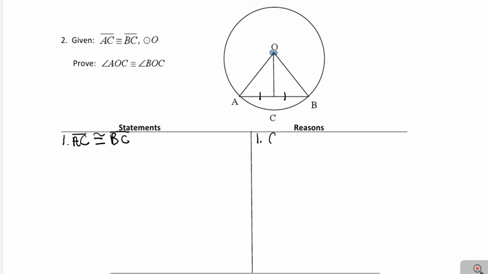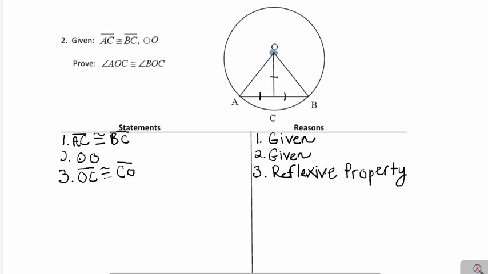So now we know we have one pair of congruent sides in the triangles. And then we do need to copy down that second given, circle O. Notice that both of the triangles share segment CO. So the next conclusion we can make is that CO is congruent to OC by the reflexive property.